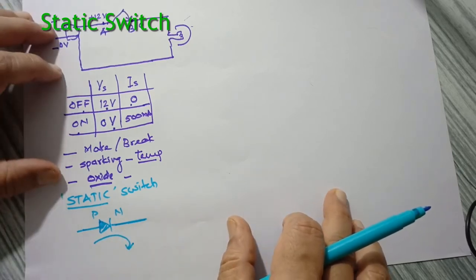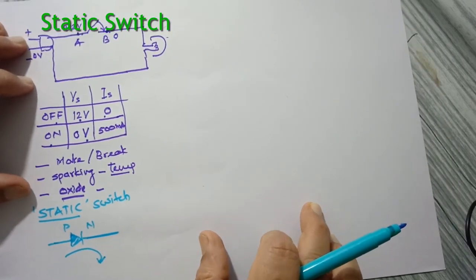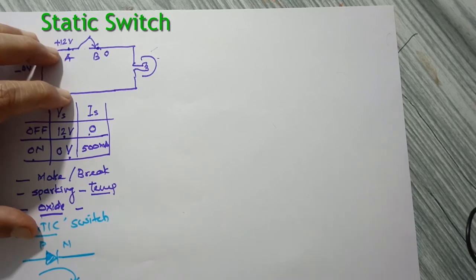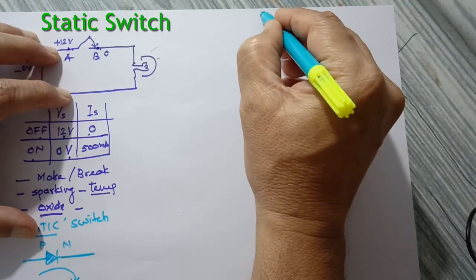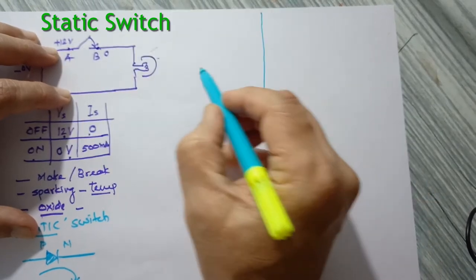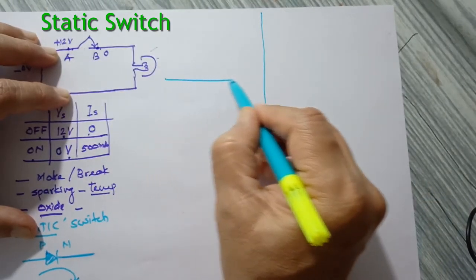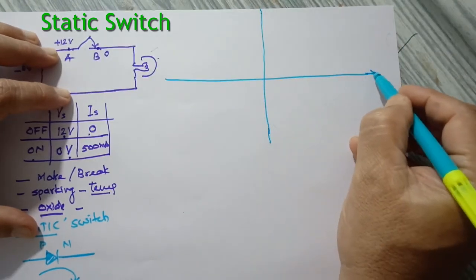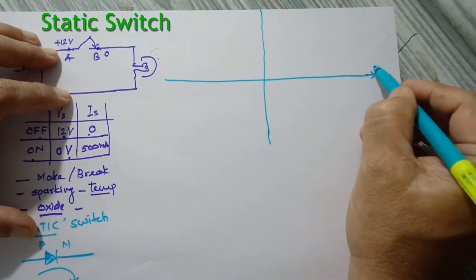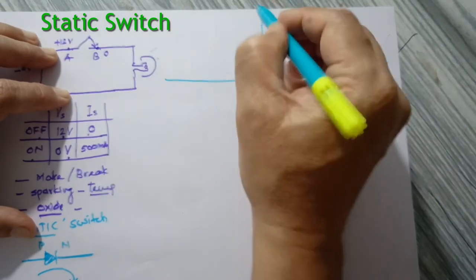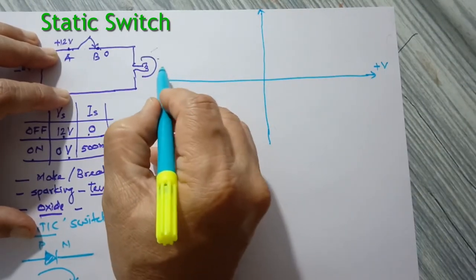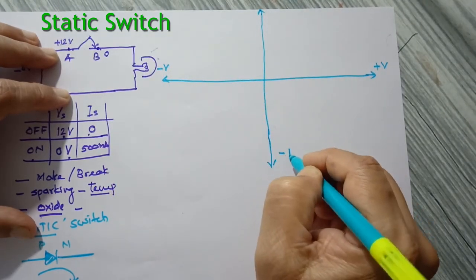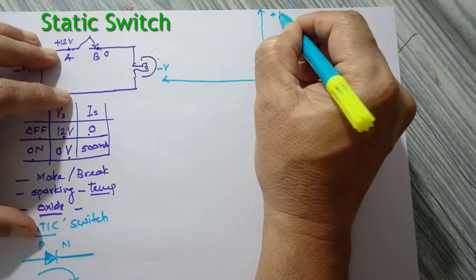We have used this switch, and you can also understand its working with the help of its characteristic. Let us take diode parameters, voltage and current, like this. Let us take voltage across the diode on the x-axis. Positive means forward bias, and on the negative side we have reverse bias, and the corresponding current for reverse bias and for forward bias.